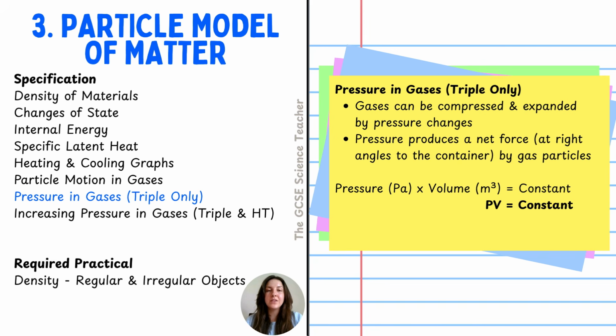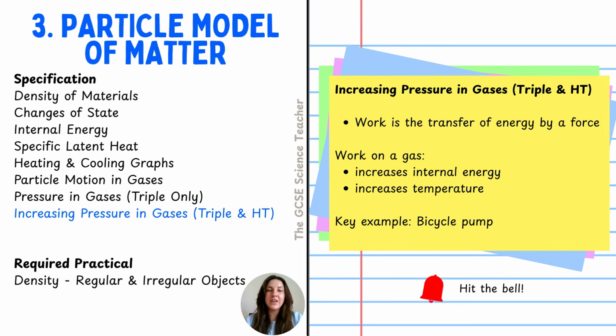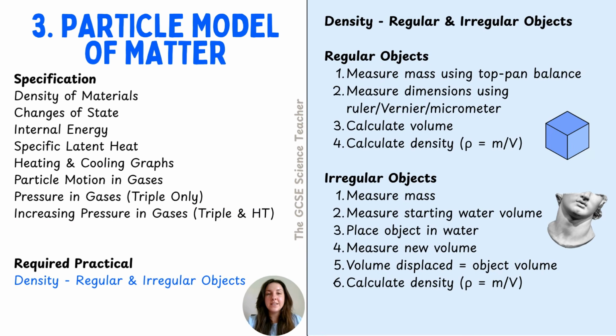Pressure in pascals times volume in meters cubed is equal to a constant, or PV equals constant. Increasing pressure in gases triple and higher only. Work is the transfer of energy by a force. Work on a gas increases the internal energy and increases the temperature. A key example is a bicycle pump, where you expand and increase the amount of gas and therefore increase the amount of pressure. Let's look at the required practical for density.